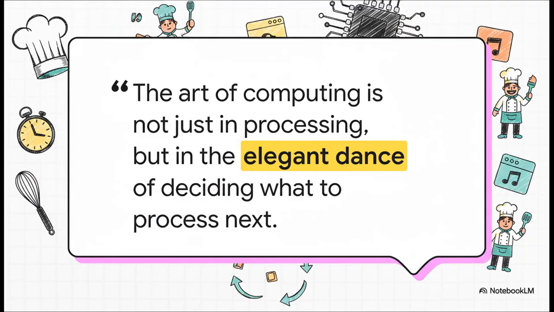And really, it all boils down to this. The true genius of a modern operating system isn't just about its raw power to crunch numbers. It's about its sophisticated, elegant, and incredibly fast ability to juggle, to prioritize, and to decide what is the most important thing to do in the very next millisecond.